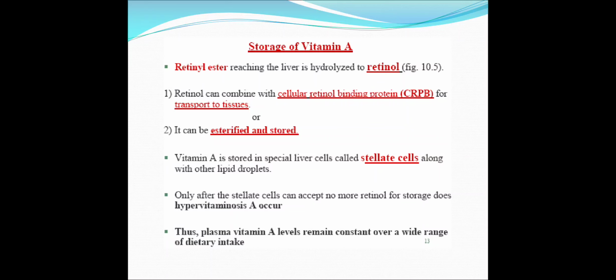Vitamin A is stored in special liver cells called stellate cells, along with other lipid droplets. Only after the stellate cells can accept no more retinol for storage does hypervitaminosis A occur. Thus, plasma vitamin A level remains constant over a wide variety of dietary intake.